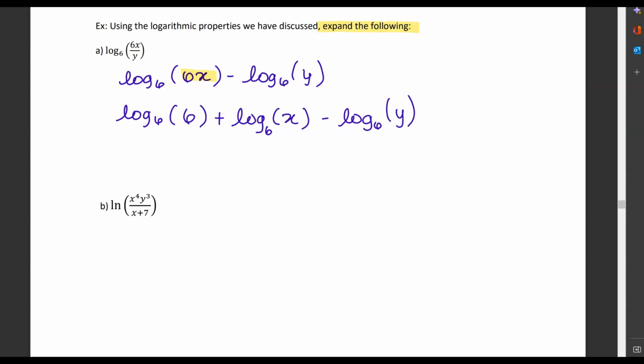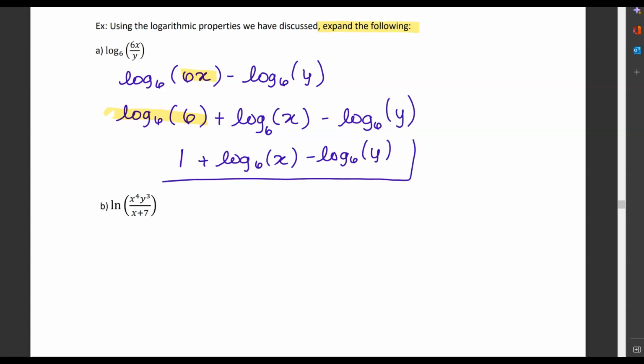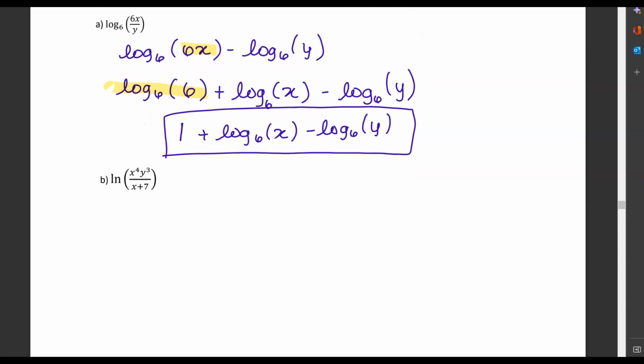So this would be as expanded as I can get, but I am able to reduce something, because what is log base 6 evaluated at 6? This is telling me that the base 6 to some power equals 6. Well, we know that equals 1. So now that we have expanded it as much as we can, we can also simplify, and we can use some of those properties to help us simplify. So this would be our final answer. All right, give the second one a try.